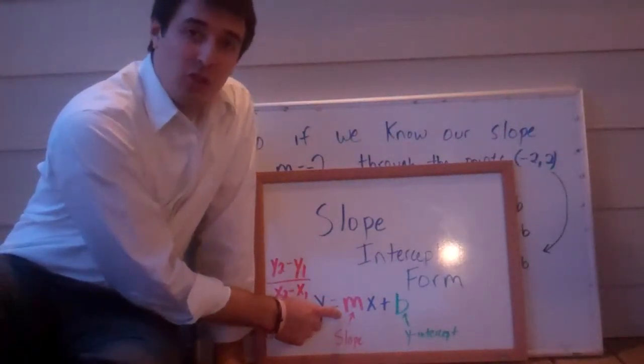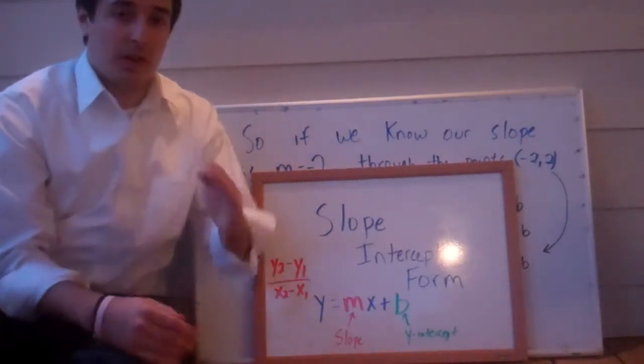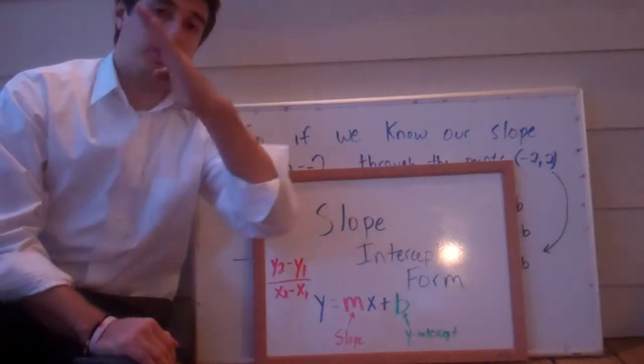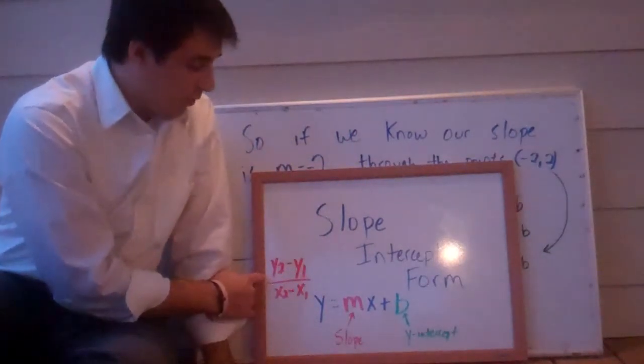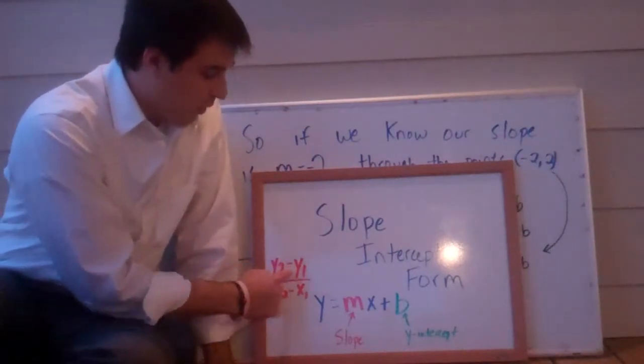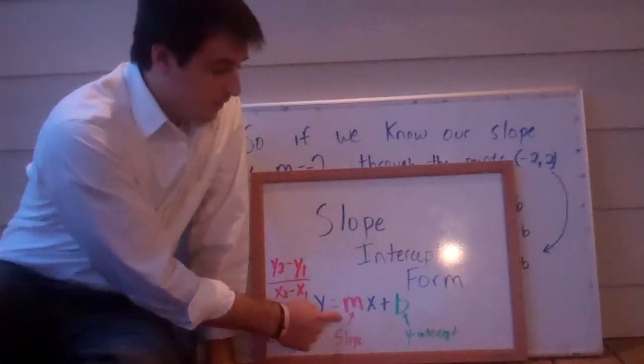M represents the slope. Remember, the slope is the steepness of our line. So, not so steep, or extremely steep. We can figure out the steepness when we have points by doing y2 minus y1 over x2 minus x1, which will give us the slope.